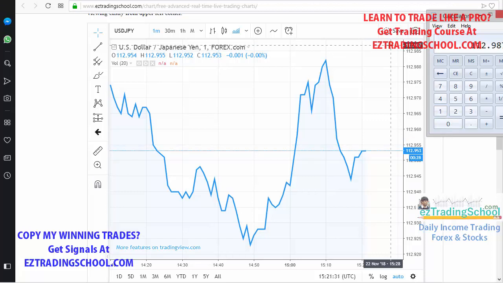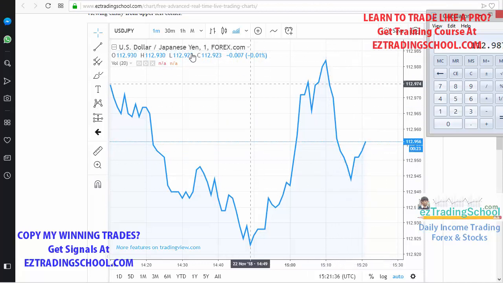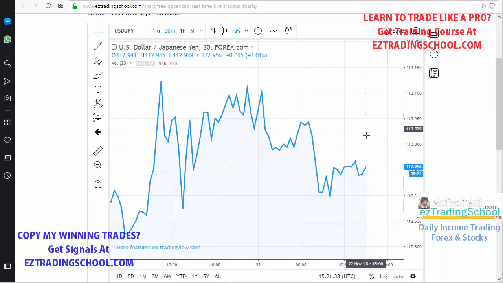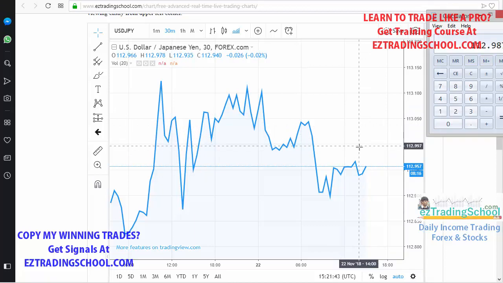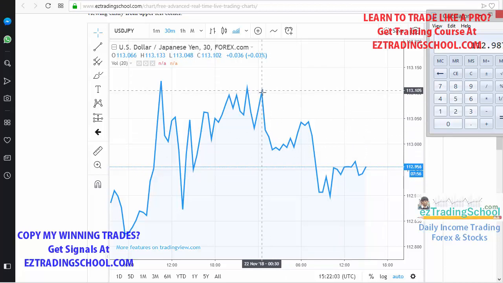Now we can see that the currency is trading somewhere along this line here, and if I zoom out a little bit, I can see where 112.987 is on this chart. It's exactly over here. So this is the 30-minute chart, and we can see that it is possible that sometime today the USD and Japanese yen is going to fluctuate between this area, because we can see there was already fluctuation from here.